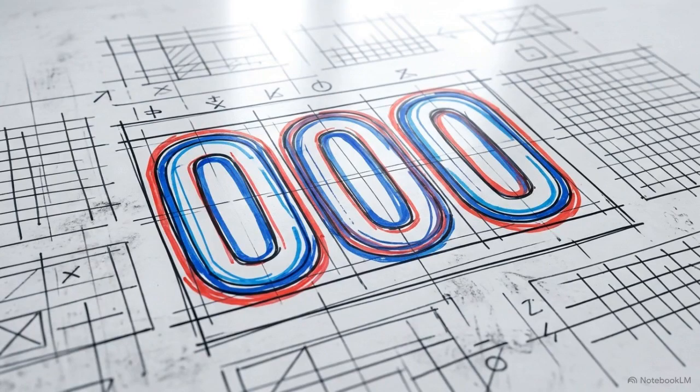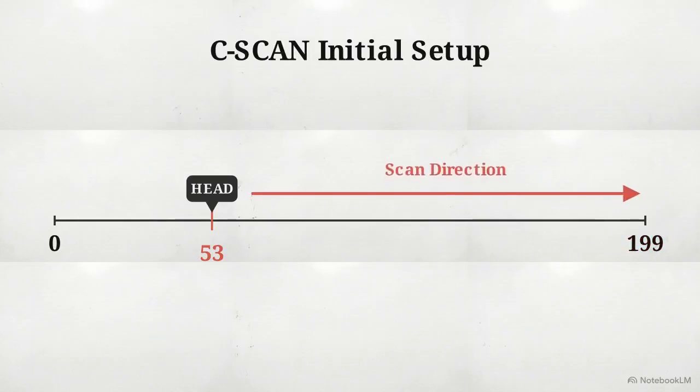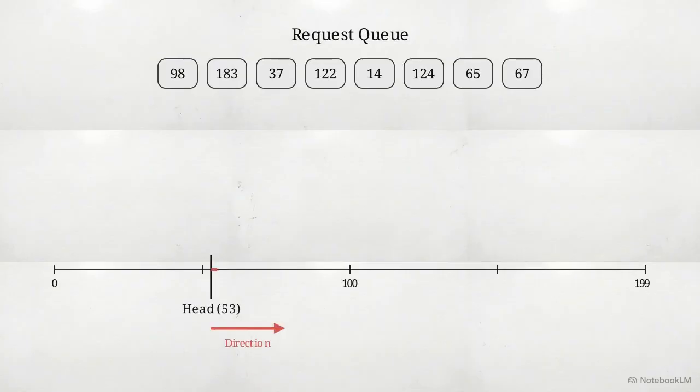Our objective is to calculate the precise mechanical cost, the total head movement, required to process these 8 requests under those strict one-way rules. We begin by establishing our operational direction. For this calculation, the head is moving toward the higher numbered cylinders, to the right. With a fixed direction, we have to split the disorganized queue into 2 distinct operational arrays, based on their position relative to cylinder 53.